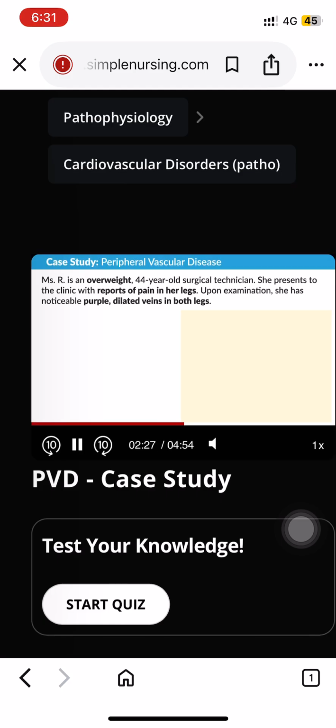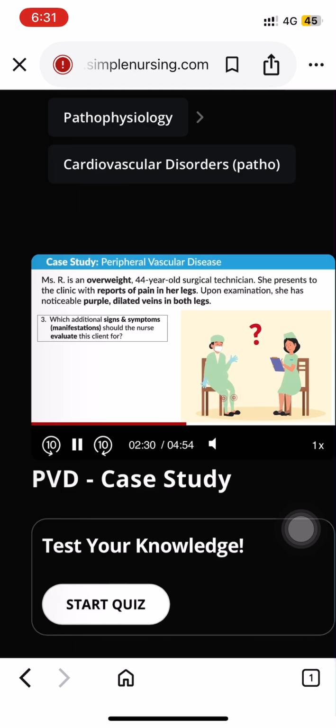Okay, moving on to question 3. Which additional signs and symptoms or manifestations should the nurse evaluate this client for? So pause the screen and try your best. Okay, let's break it down. The question's asking for additional signs and symptoms to evaluate for.